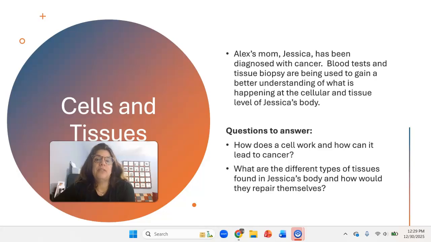Cells group together to form tissues, and then tissues will group together to form organs, organs form organ systems, and so on and so forth. So this week, like I said, we're going to really zoom in on cells and tissues.